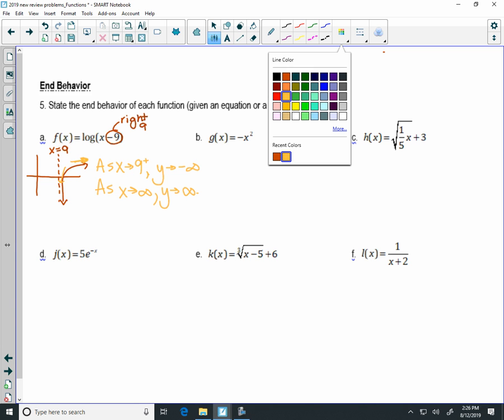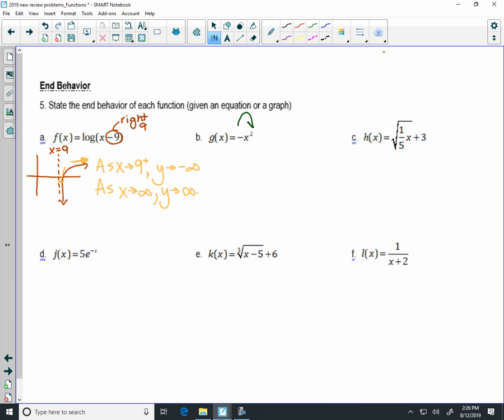Okay, B, negative x squared. I like this one a lot. Negative x squared, that's just a reflection over the x-axis. That means this is a down problem. So as x approaches negative infinity, y approaches negative infinity. And as x gets really, really big, as x approaches positive infinity, y is going to negative infinity as well. It's down, down, going to negative infinity, going to negative infinity.